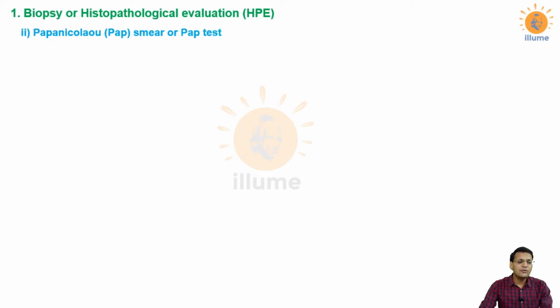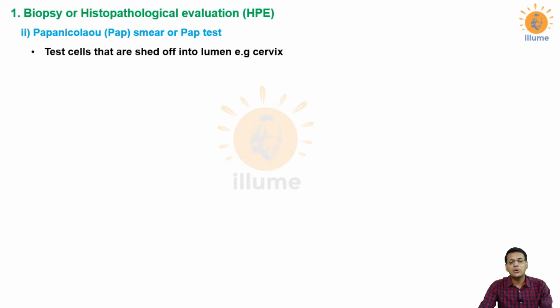Next is the Papanicolaou smear or pap test. In this we look for the cells which are shed by the normal tissue into the lumen of any organ. The best example is the cervix. Now what is the cervix? The cervix is a narrow canal which is present between the vagina and the uterus. In that narrow canal, the cells of the epithelium of the cervix are shed off. We just collect those cells and send them for microscopic examination.